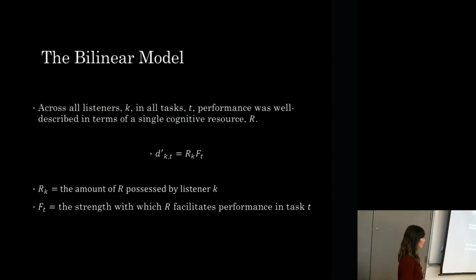where across all listeners K and all tasks T, performance was well described in terms of a single cognitive resource. So R sub K in this equation is equal to the amount of R possessed by listener K, and F sub T is equal to the strength with which R facilitates performance in task T. And so under this model, performance or D prime sensitivity for each listener K in a given task T is equal to the product of the level of R sub K times F sub T.